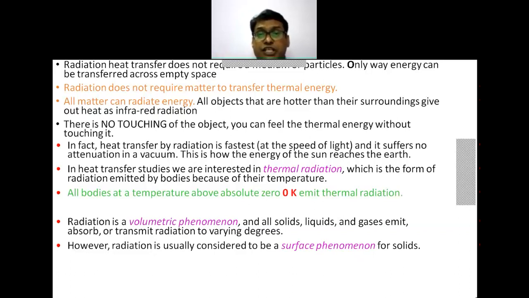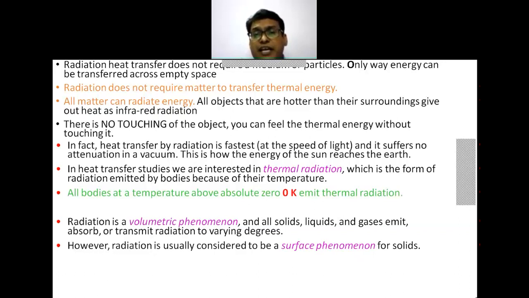All matter can radiate energy. That depends on the temperature. All objects that are hotter than their surroundings, depending on the temperature difference between an object and its surroundings, the amount of energy radiated is going to vary. Then there is no touching of the object. You can feel the thermal energy without touching it. If we go close to burning objects, we can feel the radiation there.